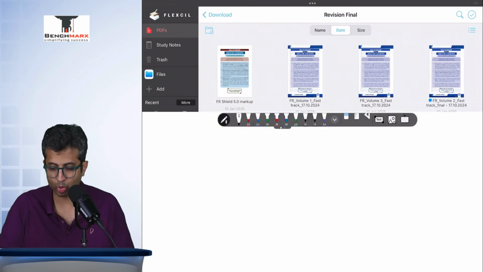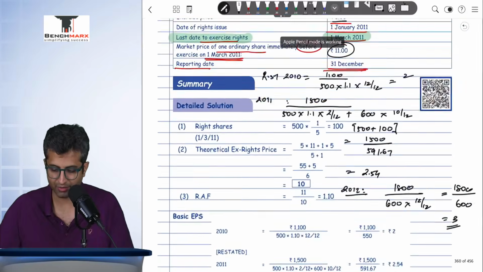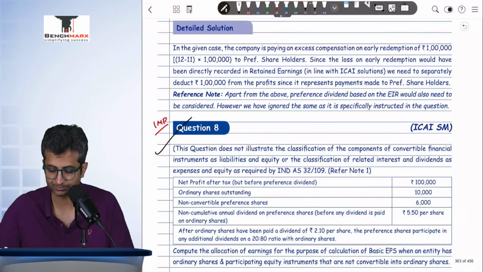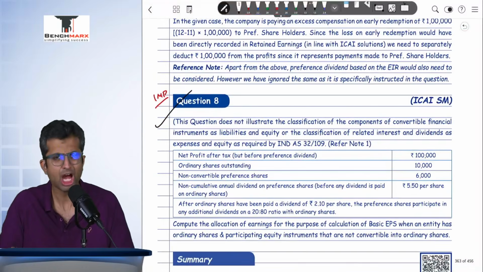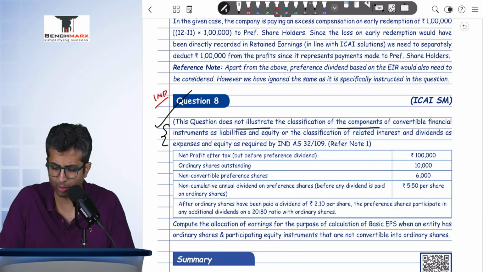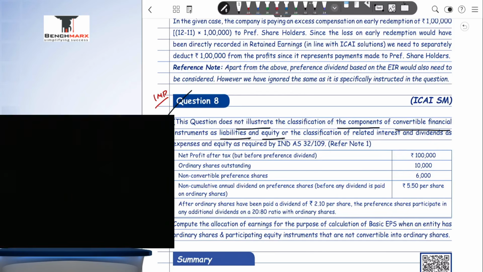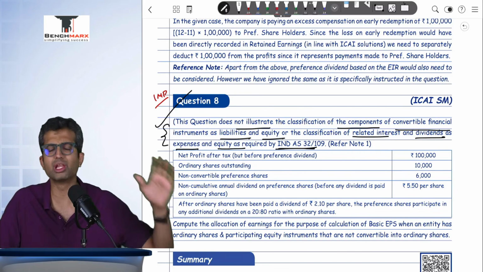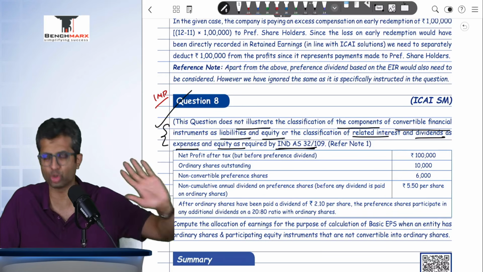Over here, we will go to question number 8, which will give us a fairly good understanding of the application of this concept. A lot of questions in the study material have this paragraph, that this question does not illustrate the classification of components of convertible instruments into liability and equity, or the classification of the related interest and dividends as expenses and equity as required by 109. So what this means is, you don't really need to go into Ind AS 32 or 109 application.